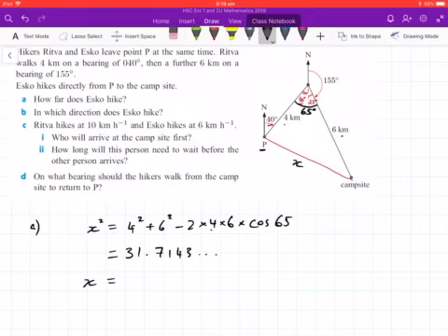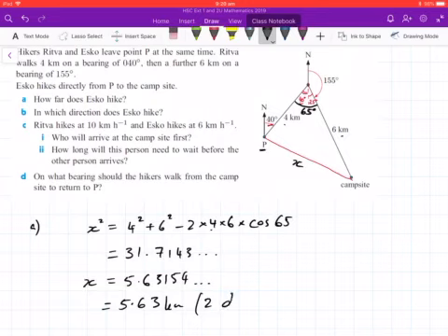So we find the square root of that, which is equal to, I get 5.63154 dot dot dot, and I'm going to do it to two decimal places. 5.63 kilometers to 2 d.p. Alright, so take note of the way that I used parallel lines, alternate angles, and subtracting from 180 to find that side.